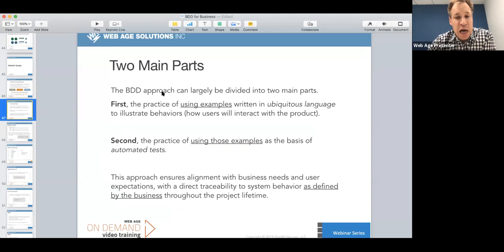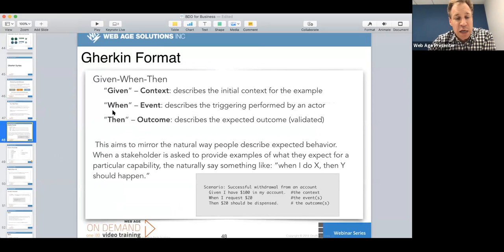This is a copy of that slide we did before so that you could use it for reference. Here's another copy of that if you wanted to have more, right? The Given sets up the context. The When is the event, and the Then is the outcome. Looking down here at this test we have below, we would say: given I have $100 in my account, when I request 20, then I should be dispensed 20. Given, when, then.